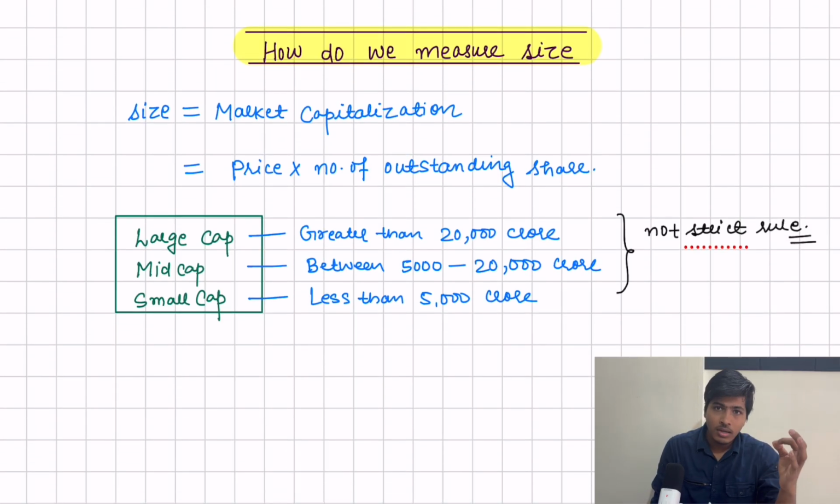Now, how do we measure size? Size is measured by market capitalization of a stock, which is equal to price times number of outstanding shares. This price is the price of one share of a stock.